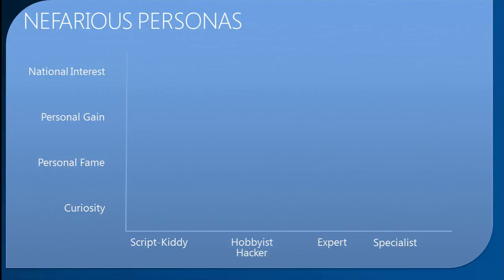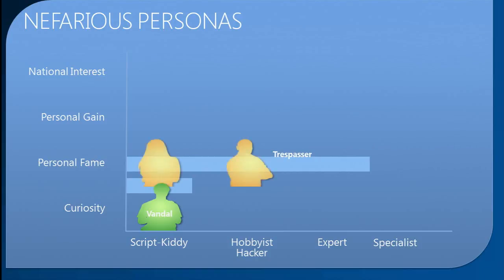So in this nefarious persona slide, on the left-hand side here, there are the different reasons why folks are interested in your stuff: national interest, personal gain, personal fame, and curiosity. And at the bottom, there is the level of expertise that these various personas have in attaining these various levels. That's your script kiddie, hobbyist, expert, and specialist. So at the bottom left, you have, let me just expose most of these here.